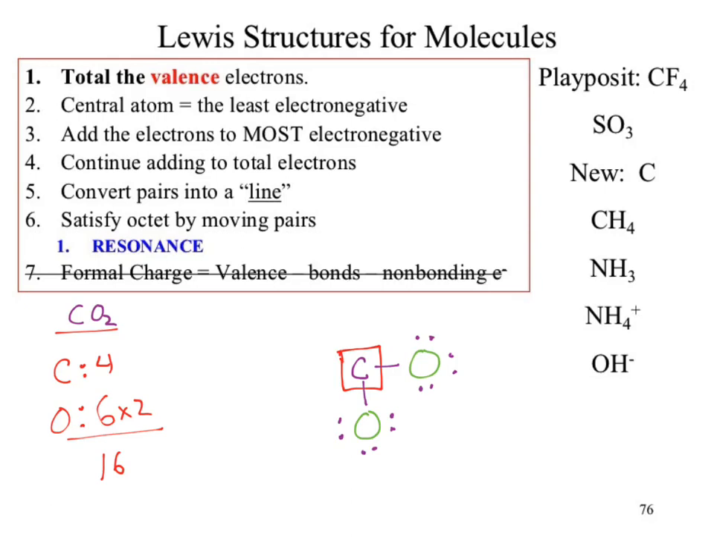Satisfy the octet by moving pairs of electrons. Where do you see a pair of electrons? All around the oxygens. Okay, so I'm going to take this pair of electrons and I'm going to move them to the carbon.